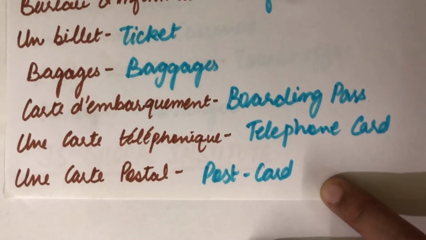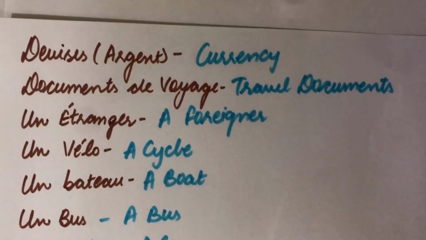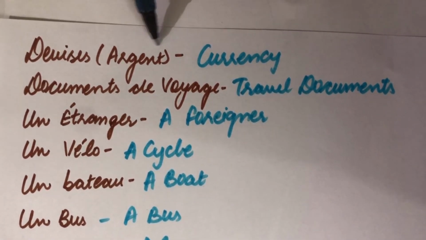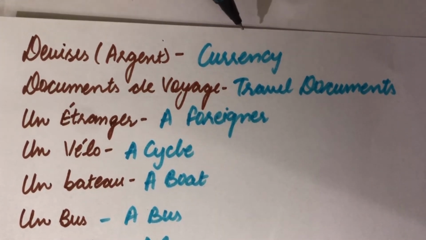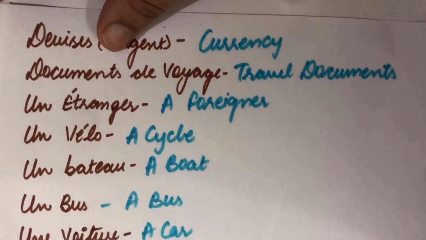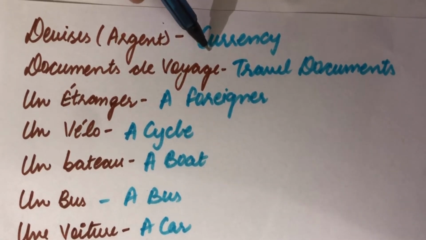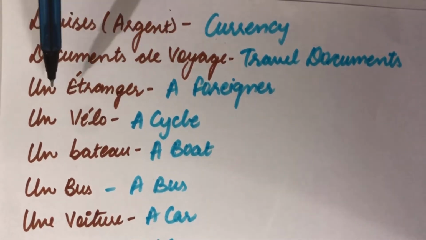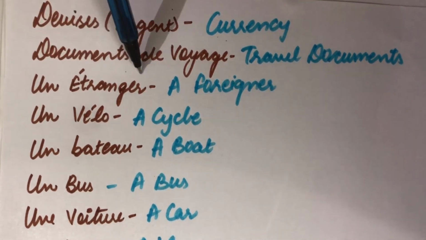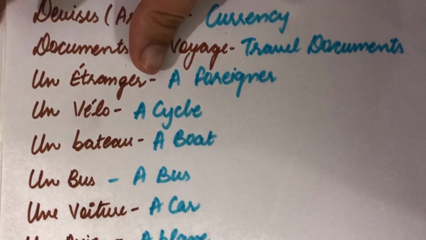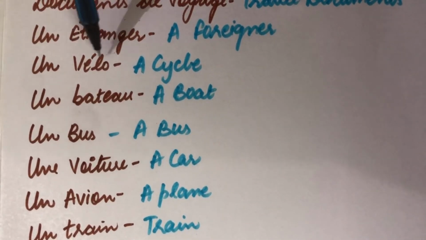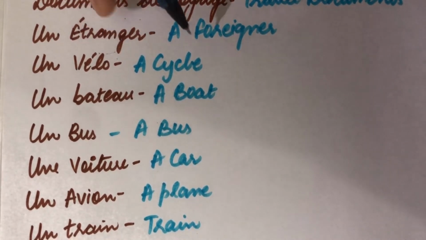Okay, so let's move to the other vocabulary words. Next word is devise, which is also known as argent. Argent in French, which means currency. Okay, next is document de voyage. Document de voyage, which means travel documents. Un étranger. Un étranger, which means a foreigner. Next is un vélo. Un vélo, this is V-E with an accent aigu, L-O, which means a cycle.